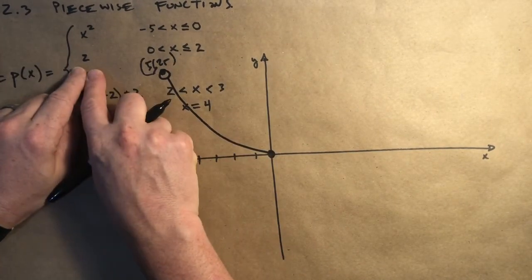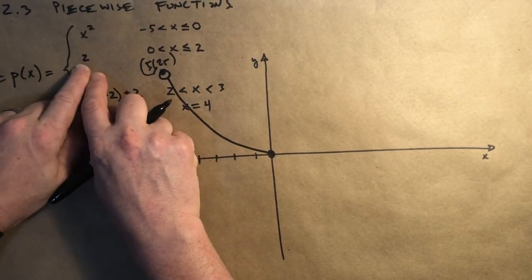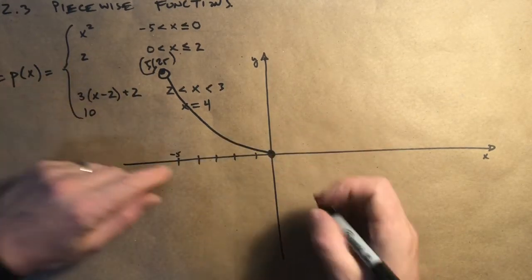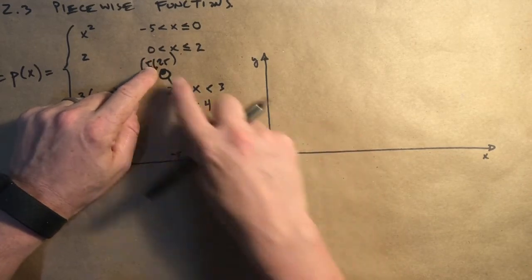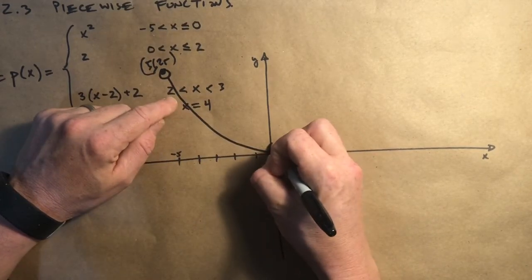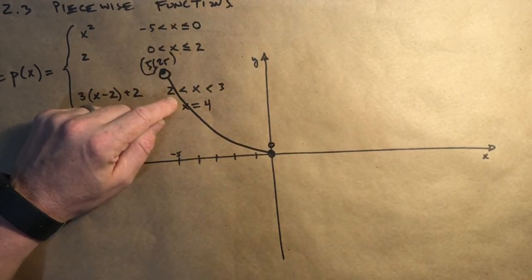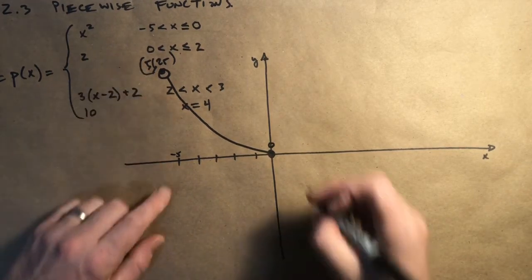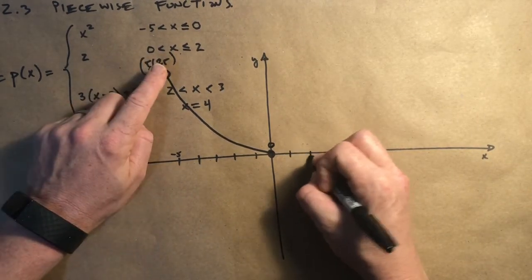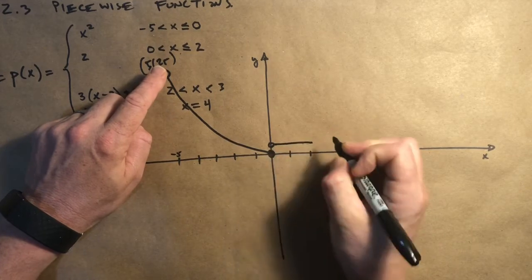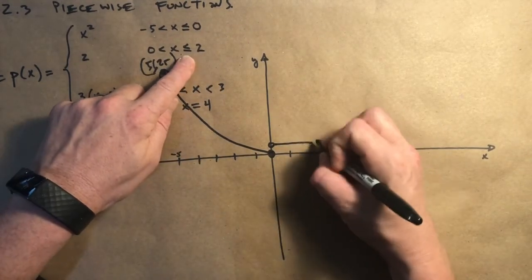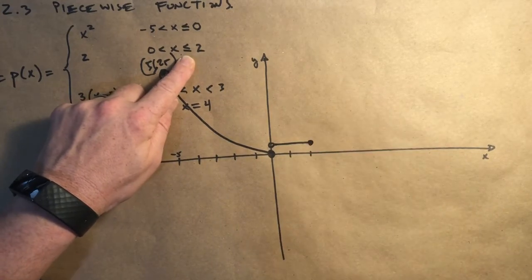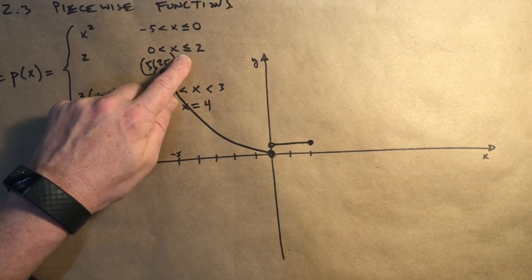Now, our second rule is 2. So y equals 2, and that's a horizontal line. And it's going to start at 0. So if that's 25, then 2, my goodness, might be right there. Yeah? And it's going to go until x is equal to 2. And that's going to be a solid dot there because we have equality.